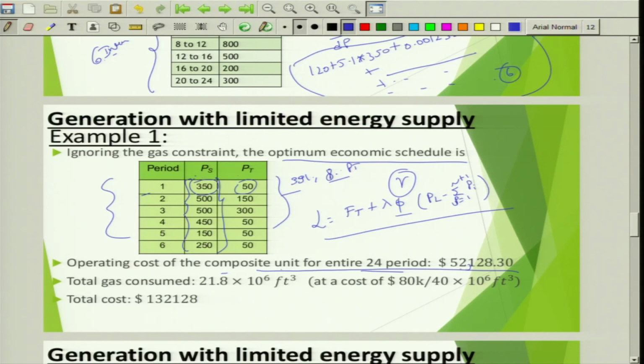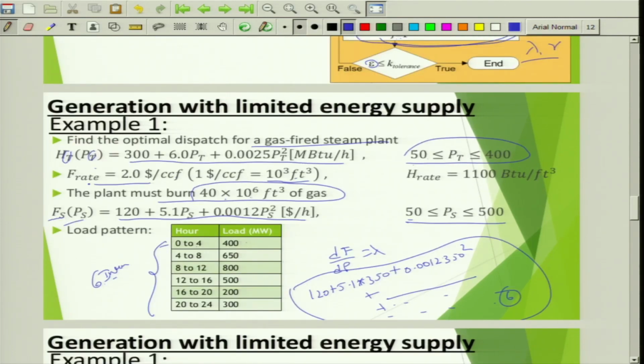Now the composite generator is this much, and the total gas consumed. For this generation that we have calculated, 50, 150, 300, 50, 50, 50, it was found out that the total gas consumed would be 21.8 into 10 to the power of 6 feet cube, at a fuel rate of $2 per CCF. But it has to consume 40 into 10 to the power of 6, that means 40 into 2, it will be $80 thousand, that is what it has to bear. You use it or not, you have to utilize the total, this is the constraint actually, right.